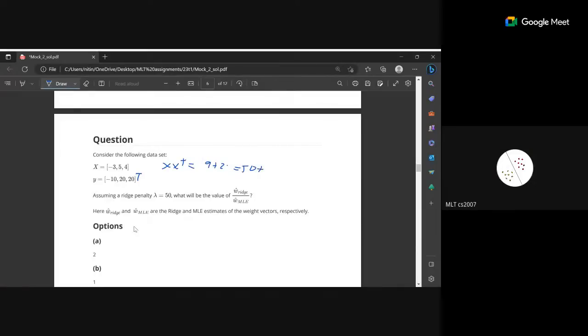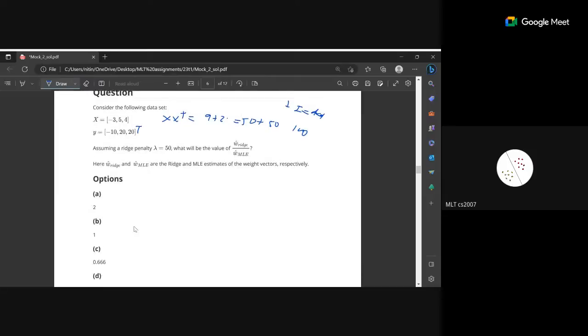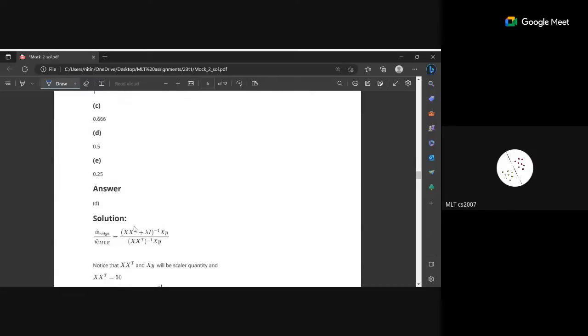So what is lambda? 50. Lambda I will be the one. I is just a constant here, right? I is the identity matrix of shape B plus D. So this is a constant. So this is 100, right? XX transpose plus lambda is 100. So inverse of that will be 1/100.